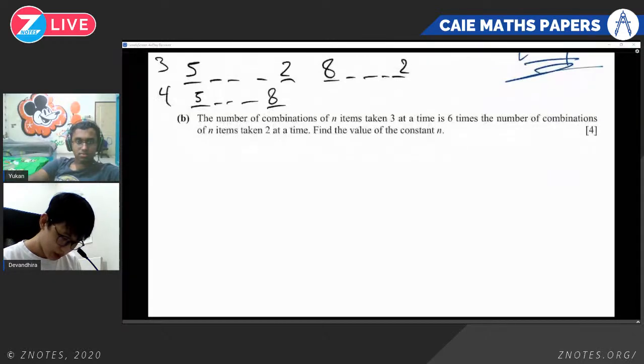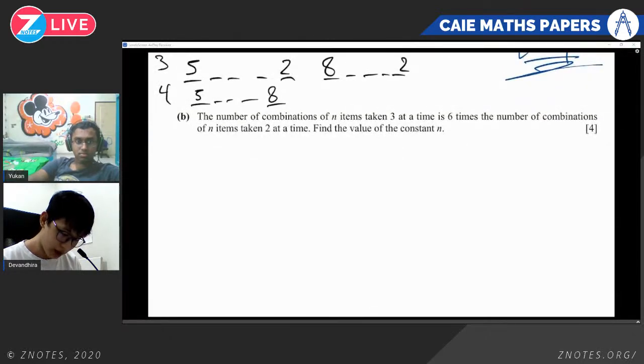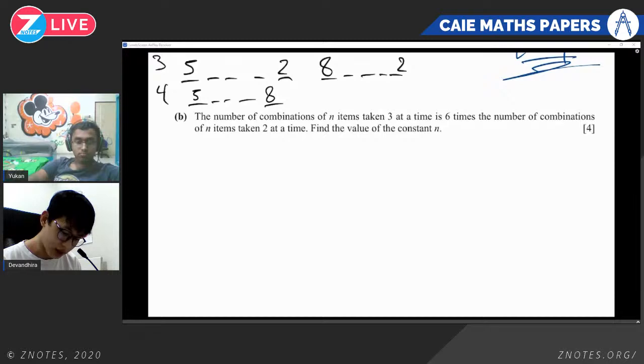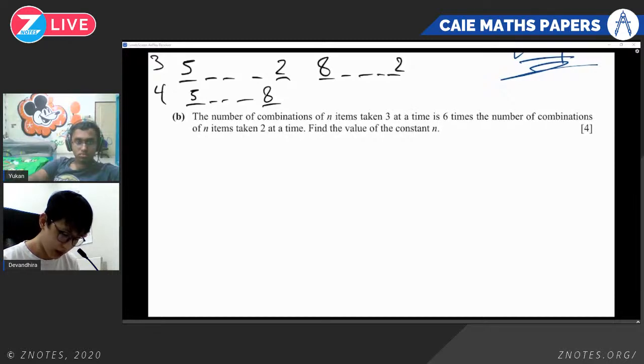Next one. The number of combinations of n items taken 3 at a time is 6 times the number of combinations of n items taken 2 at a time. Find the value of the constant n. Okay, so let's figure out what the question is saying. We have n items taken 3. What does that mean? That means n choose 3, or n combination 3. Yeah, n choose 3, but I prefer writing this way. It's up to you.